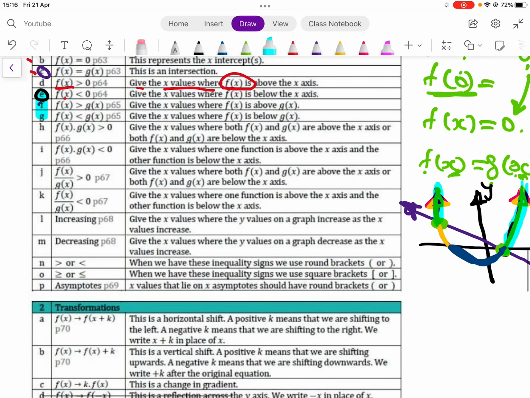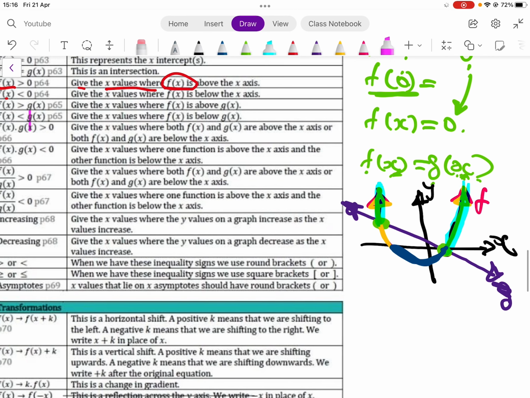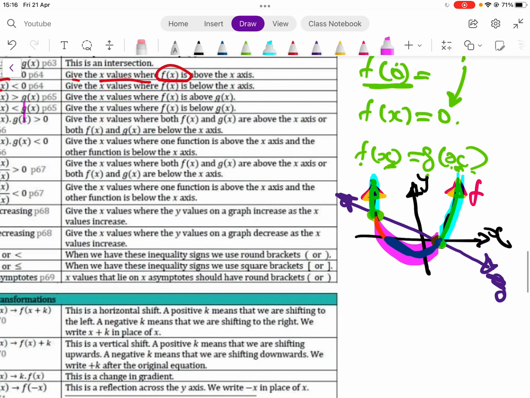And when we talk about the portion where f at x is less than g at x, that means f is below g. Which portion is that? You can see this portion here. F is always going to be below g for that portion. That's between those points of intersection.